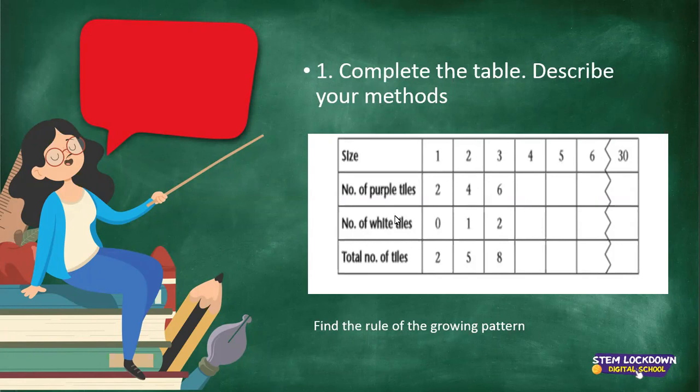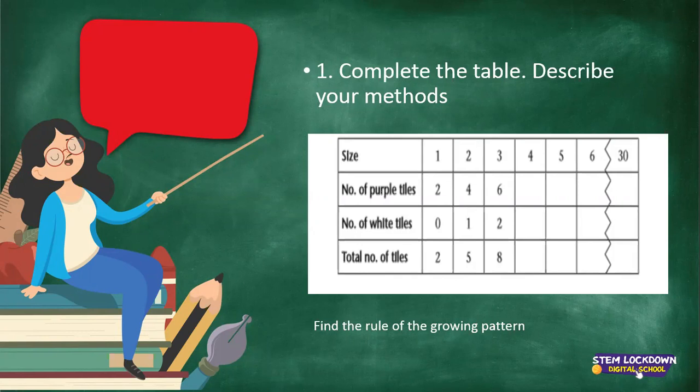And then now we move on to the number of white tiles. All right, what we noticed with the number of white tiles is that 1 is being added to each size, to each pattern as it grows, right? On size 1, we had 0, and then on size 2, we had 1. On size 3, we had 2. Size 4, we had 3. So on size 5, we'll have 4.